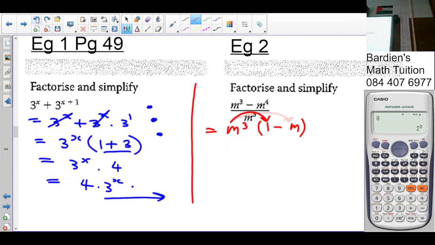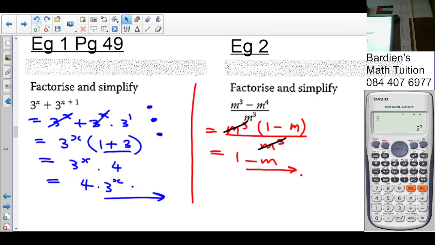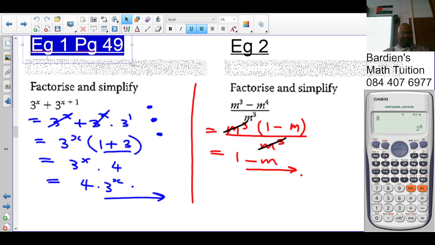And this is all over what? M cubed. Now what do we do? Cancel out. So what are we left with? 1 minus m. Let's look at example 3 on page 49.